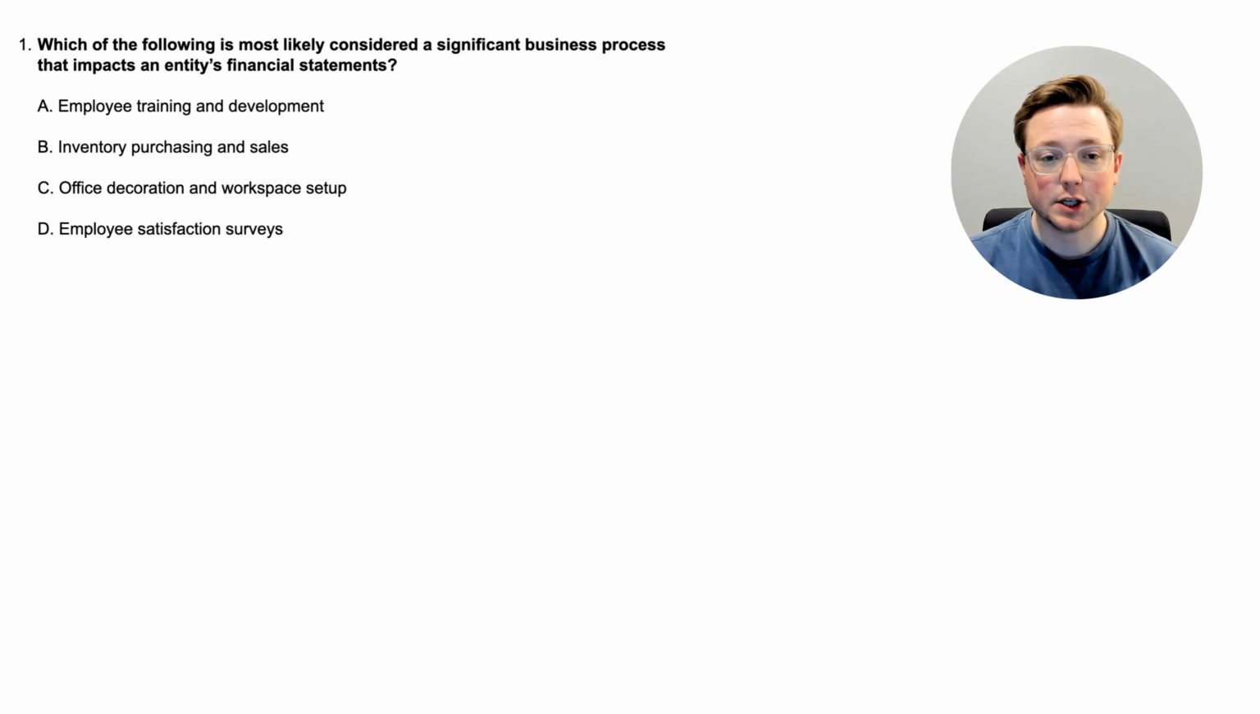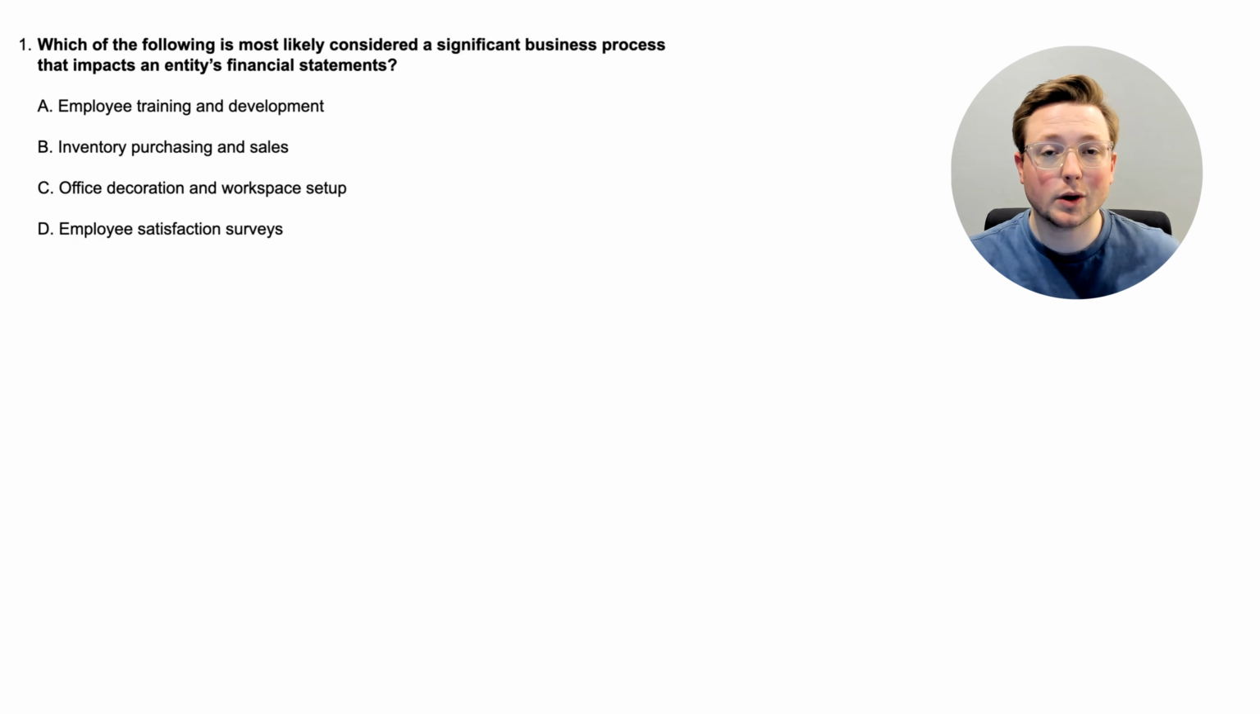Okay, here we are at question 1. Let's just dive straight in. Which of the following is most likely considered a significant business process that impacts an entity's financial statements? Now let's go to the options. Option A, employee training and development. B, inventory purchasing and sales. C, office decoration and workspace setup. Or D, employee satisfaction surveys.